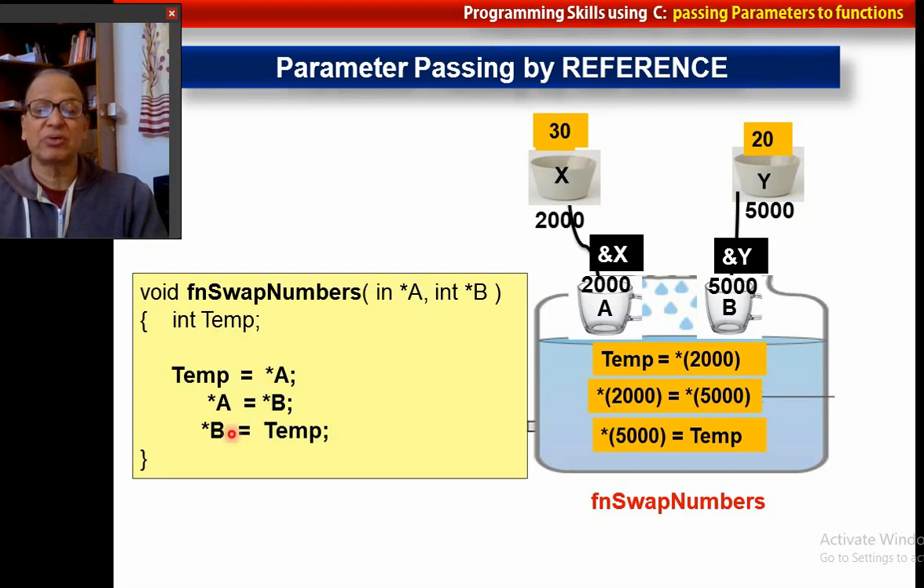Therefore, the function you are going to write has to be int *a, int *b. These are the pointer variables. They will accept pointers, therefore you put in here 2000 and 5000. So inside the function, temp is equal to *a, the value at this pointer. Similarly, you are exchanging values at these pointers, and then the swapping takes place, and you get the swapped values in the variables x and y.